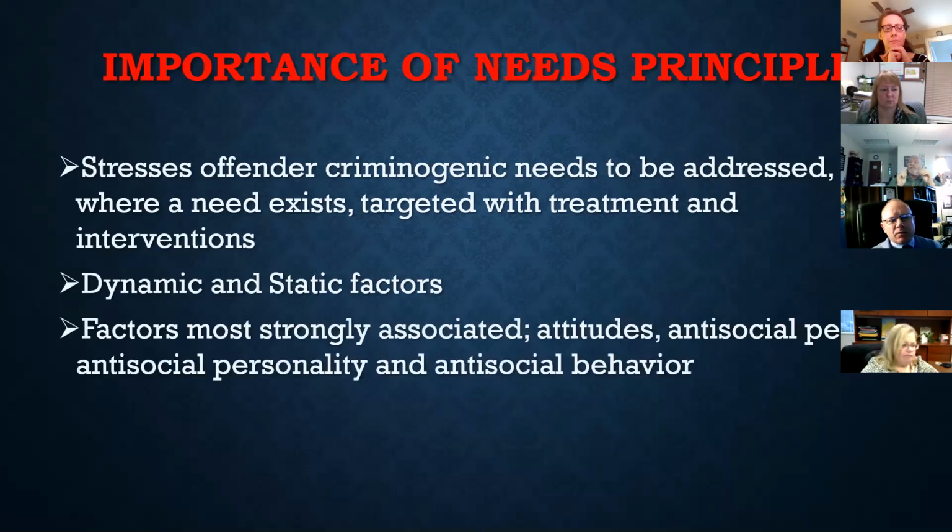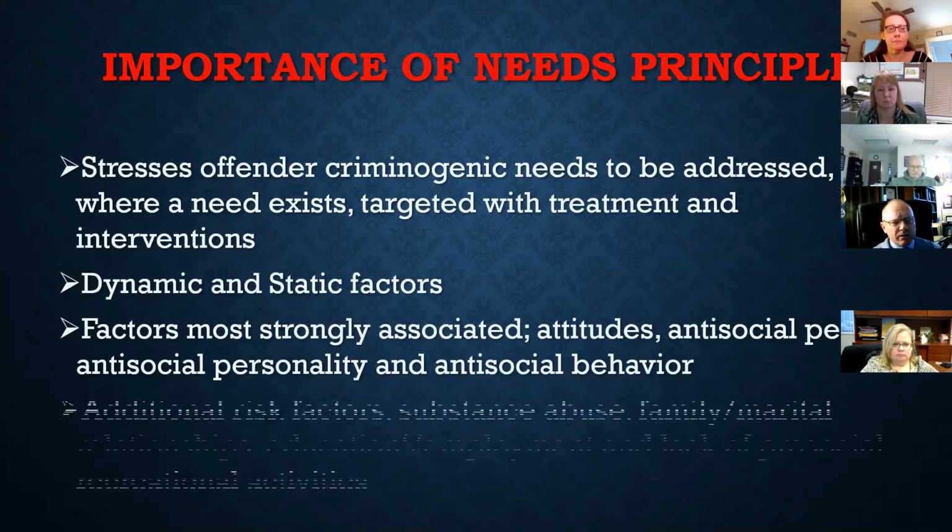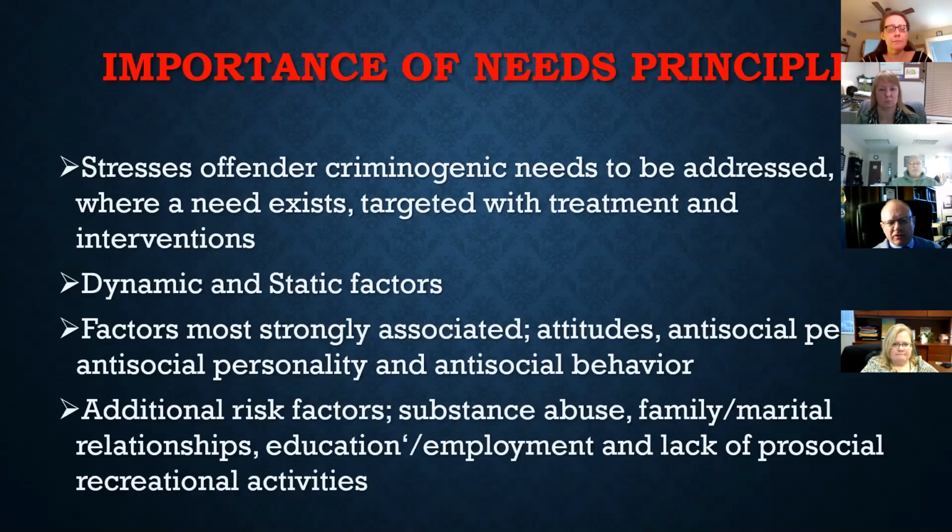So factors most strongly associated are attitudes, antisocial people, antisocial personality, and antisocial behavior. And these are the four, what we call the four important criminogenic risk factors that are tied to the likelihood to recidivate. If any individual scores high in one of these areas, these are definitely the top four that we want to try to concentrate on. Again, additional risk factors: substance abuse, family, marital, relationship, education, employment, and lack of pro-social recreational activities.